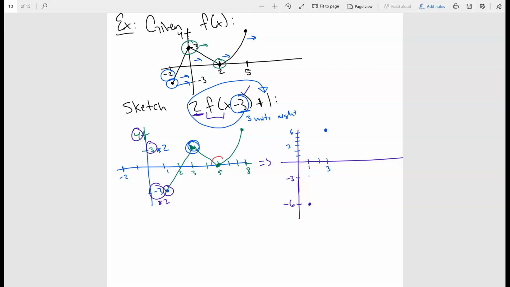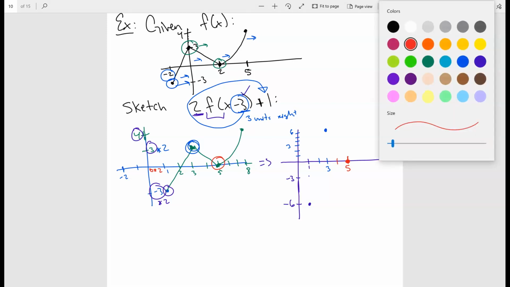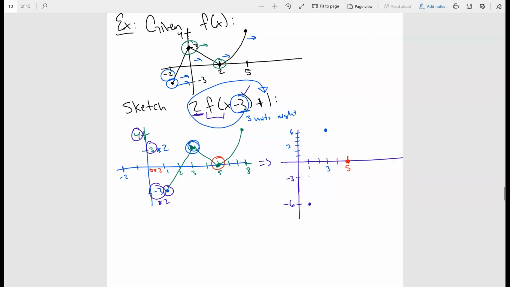Now I'm going to look at this guy, which is going to be at 5, 0. 4, 5, and then 0. I'm going to multiply this y value by 2. Notice that it's not really going to do anything. It's just going to stay there, because 0 times 2 just gives me 0. And then finally, I'm going to do the last one, which is this 8, 4. 5, 6, 7, 8, and then 4. So that's where that guy was at.